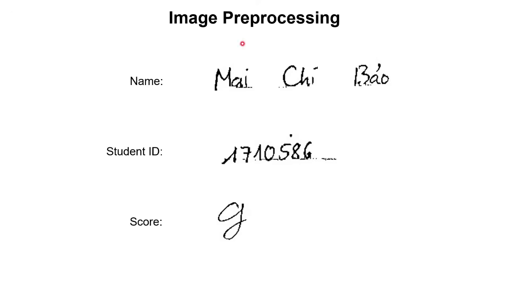So after that, I remove the horizontal line, remove the circle of the score, and remove noise, and we have the final result. The name, student ID, and the score right here are a really good result.